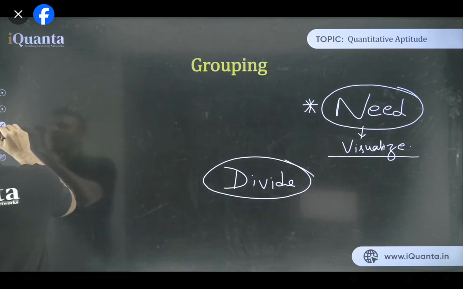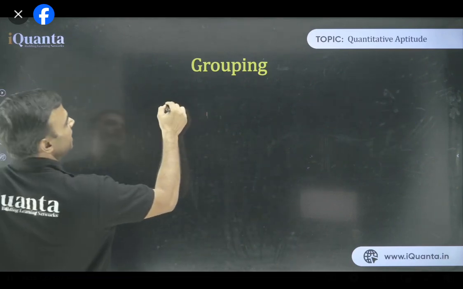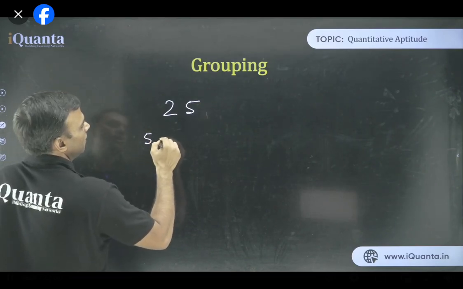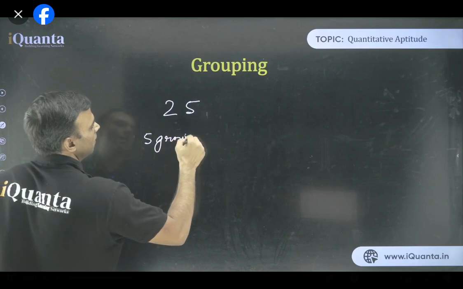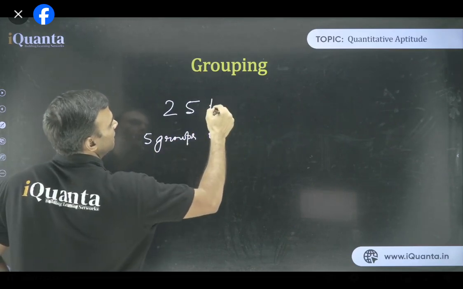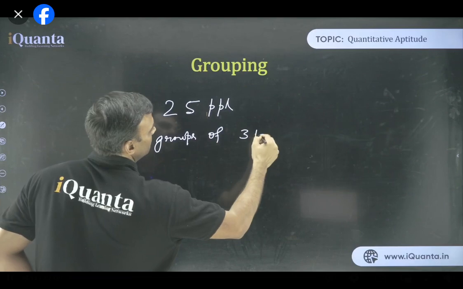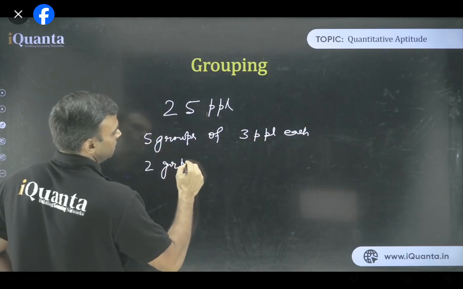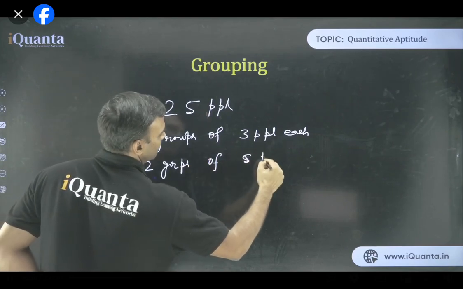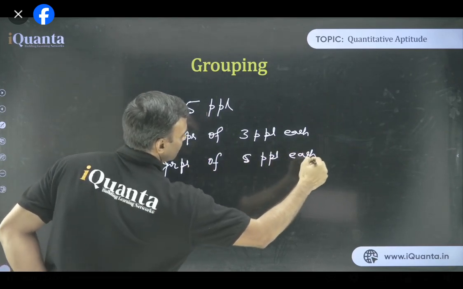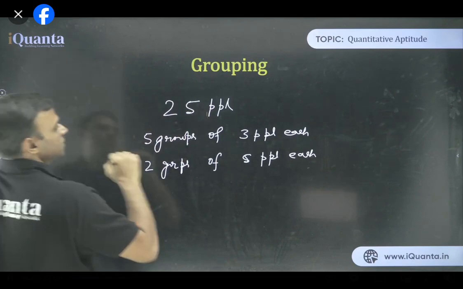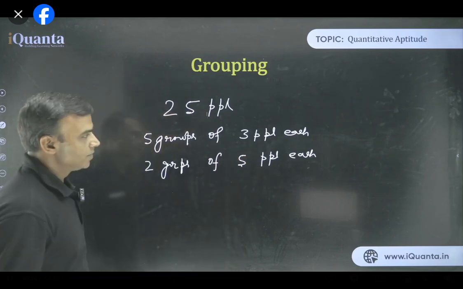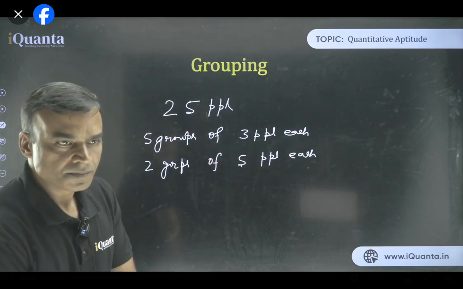Okay, so as I said, I'll take one last question here. 25 people, 5 groups of 3 people each, and 2 groups of 5 people each. Just write the answer in your notebook. Don't write it on Facebook, it will be too long for you. So just write the answer in your notebook. 5 groups of 3 people each, 2 groups of 5 people each.